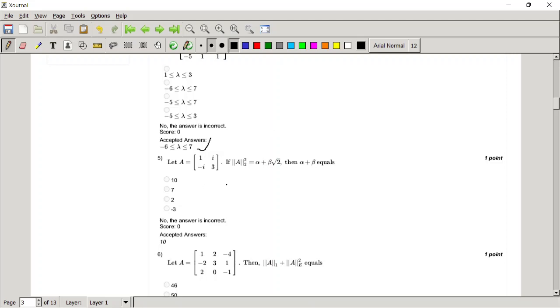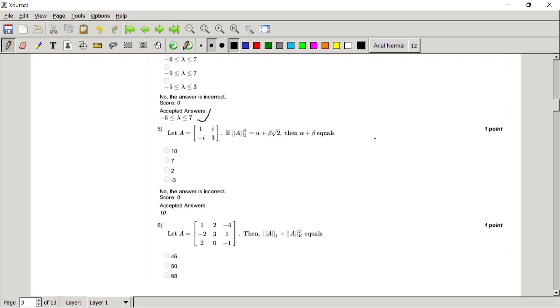So the fifth problem. It is given A is [1, i; -i, 3]. It is asked that norm of A squared equals alpha plus beta root 2. So the value of alpha plus beta. Can anybody say how it is defined, that norm of A2 square? [1, i; -i, 3].